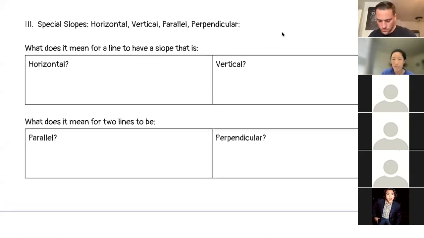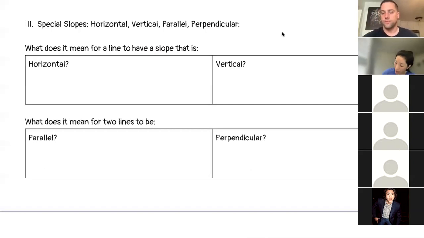So I'm wondering if we can start with a little bit of a mini what do we know, okay? So things that we know about lines. And in particular, what does it mean to have a line where the slope is horizontal? What can you tell me about a line that is horizontal in terms of its slope? Its first derivative is 0. Its first derivative is 0, exactly.